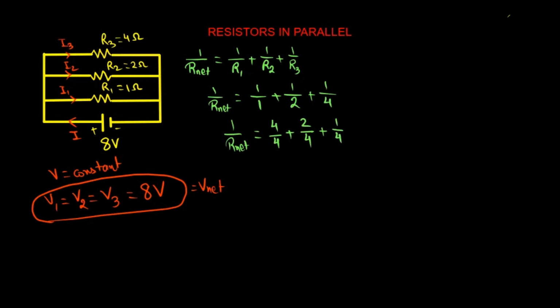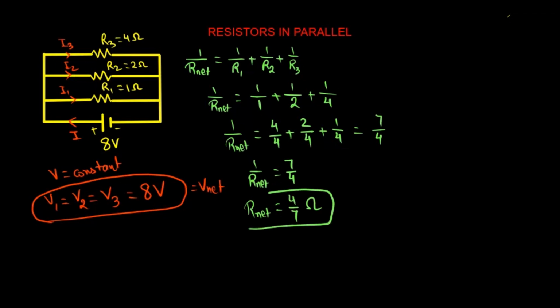1 over 4. Now that we have the same denominators, we can add the top numbers. 4 plus 2 plus 1 is 7 over 4. We have 1 over R net equals 7 over 4. Now, this is not R net, this is 1 over R net. To find R net, all you do is flip the fraction. So 7 over 4 becomes 4 over 7 ohms. And this is the net resistance of the circuit.